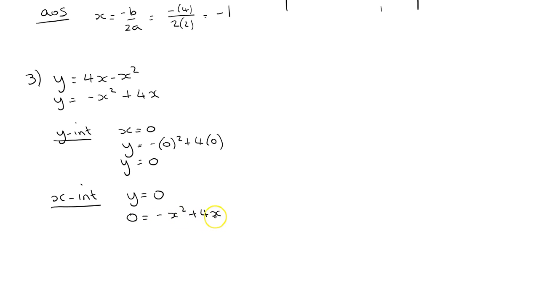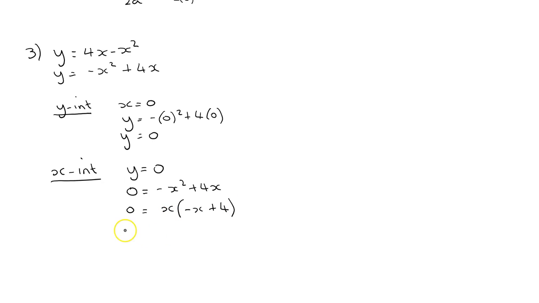Now we can factorize this very easily by simply taking an x, which is common to both terms, out of each. So we get x times minus x plus 4 in our bracket. And if we solve this, then we get a solution of either x is equal to 0 or minus x plus 4 is equal to 0, which simplifies to x equals 4. So we have two x-intercepts at x equals 0 and x equals 4.